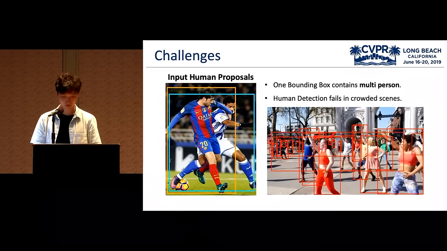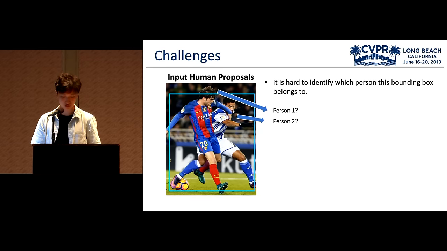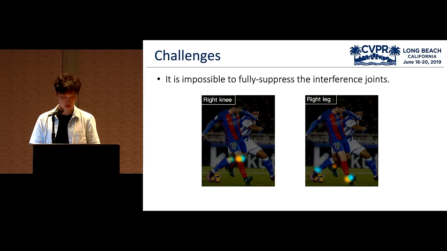So the first challenge is that human detection fails in crowded scenes. Human detection methods cannot deal with the situation of large overlap. For a given bounding box, it is hard to identify which person it belongs to. Moreover, there are always interference joints in one bounding box, and it is impossible to fully suppress them.